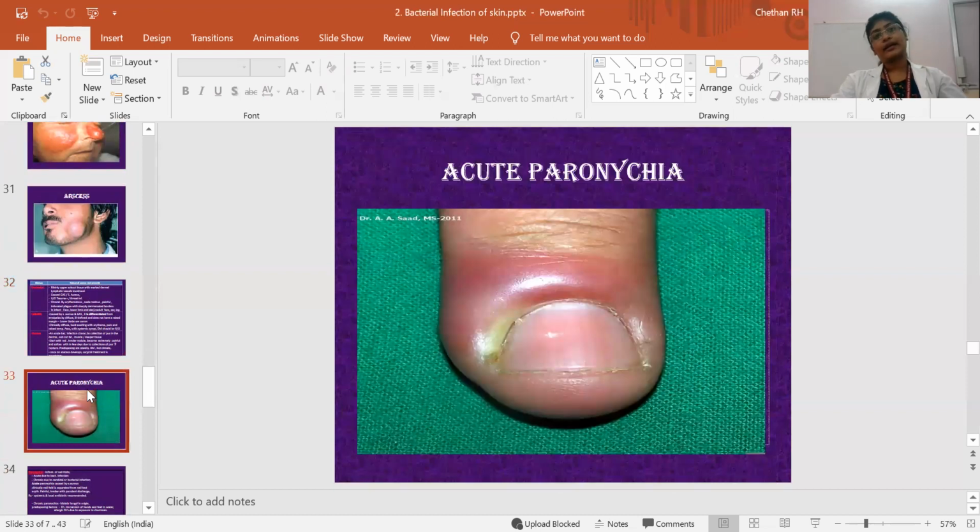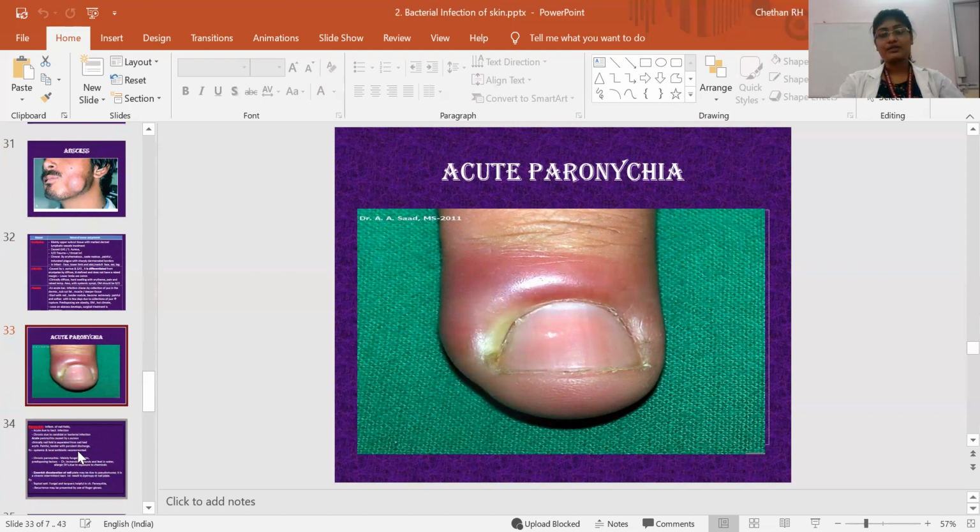So this is acute paronychia. Paronychia is nothing but an infection of a proximal nail fold or a distal nail fold. Here you can see there is erythema and edema characterized by pus, which you can see as a yellowish color. In this picture it is present in the proximal nail fold.